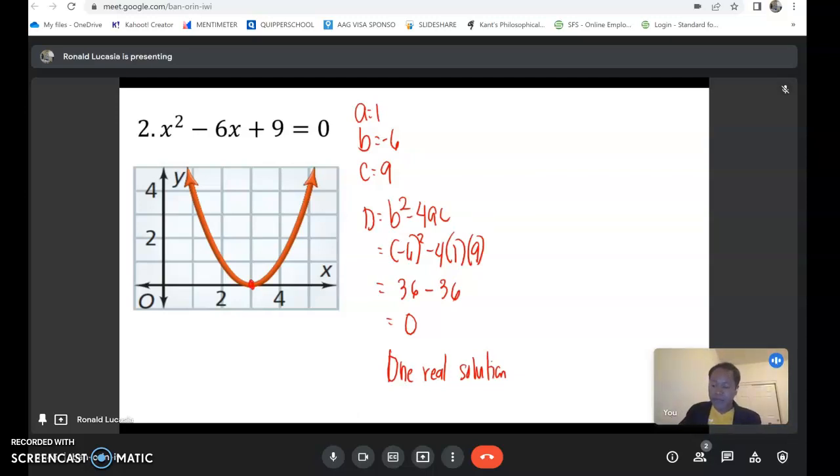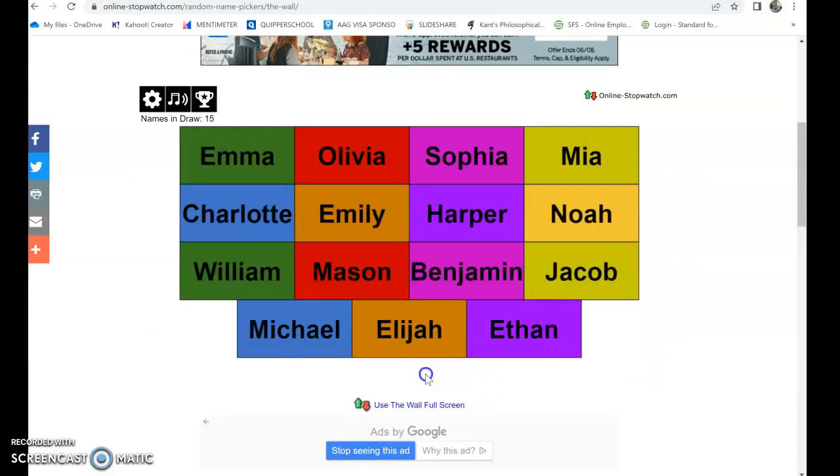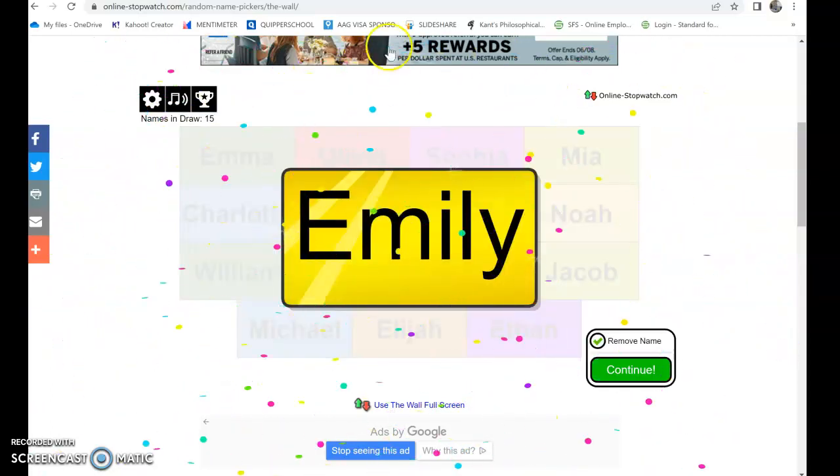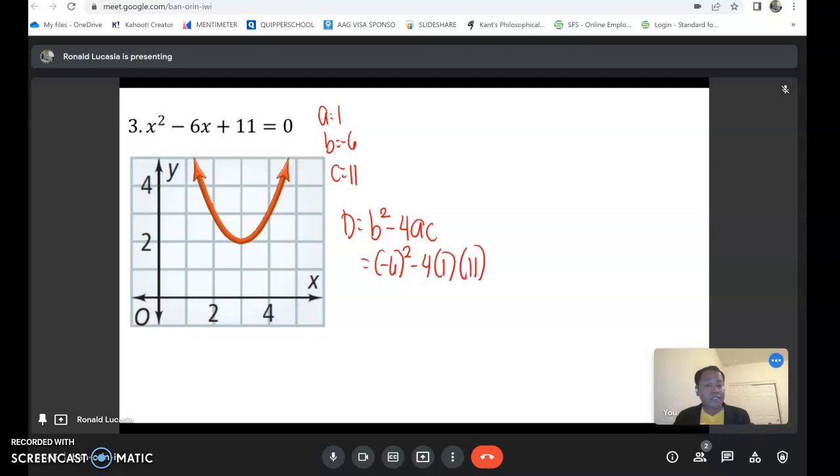Okay, number 3. Can you give me the values of A, B, and C in number 3? Emily. Okay, Emily, that is correct. A is 1, B is negative 6, correct? And our C is 11. So again, the formula for the discriminant is b squared minus 4ac. By substitution, our b is negative 6, our a is 1, and our c is 11.